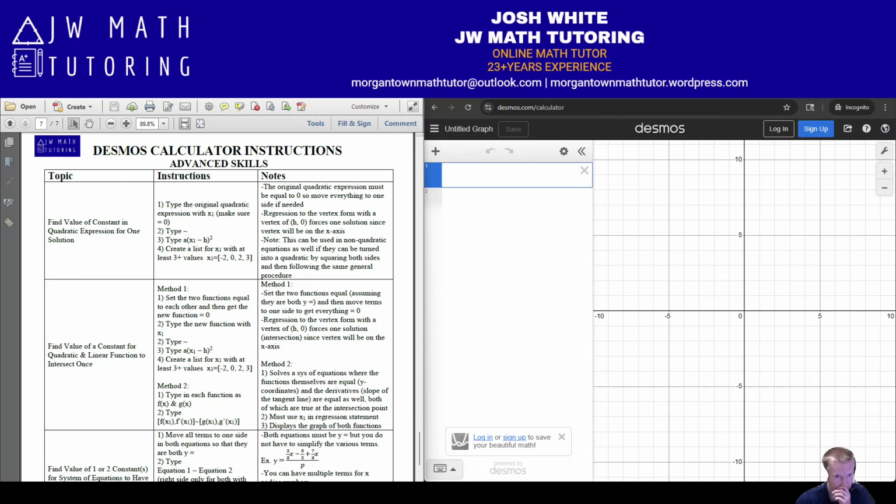All right, so let's go ahead and get started now with the first use case, or on the worksheet you see here, first topic.